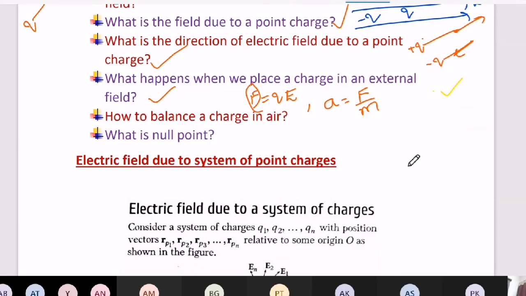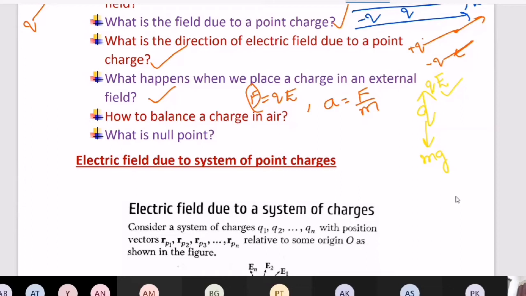Now, the next thing, how to balance a charge in air. That also we have studied. If there is a charge, then downward due to its mass there is a gravitational force, and you apply some electric field such that there is one equal and opposite electric force, so that mg is balanced by QE. Then the body is in balanced position or equilibrium.